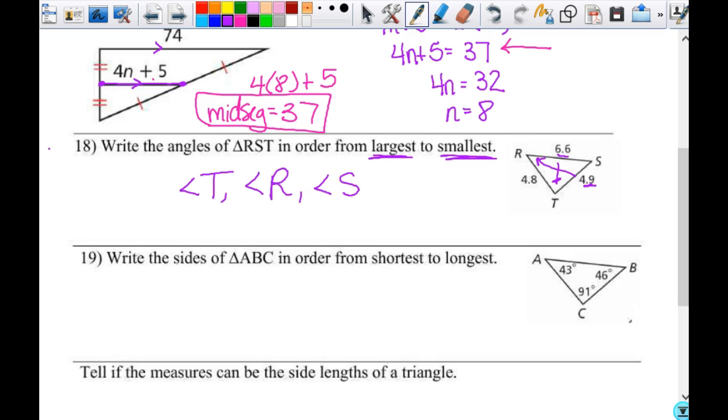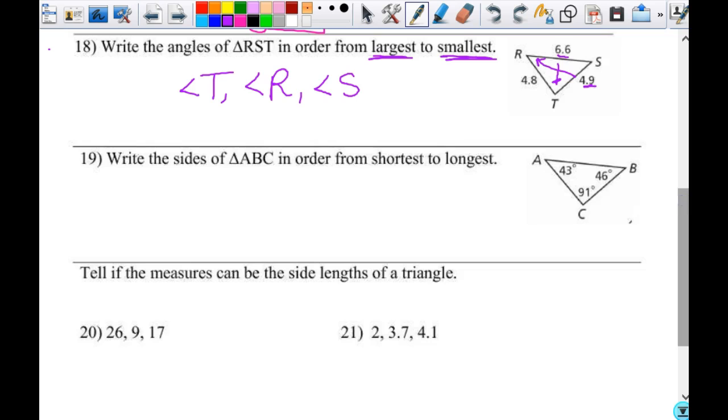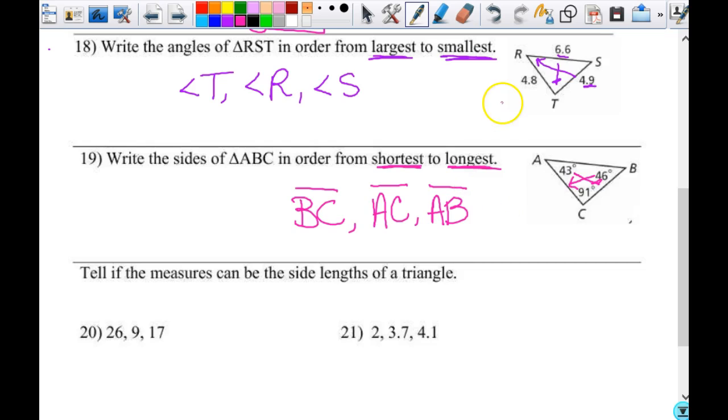19 asks me to write the sides in order from shortest to longest, so I just had to write the angles. This time I am writing the sides, and it is from shortest to longest. If I don't have all 3 angles, then I need to find them, but I do have all of them. So the shortest side is across from the smallest angle, so across from 43 is line segment BC. Then the next one is across from 46, which is line segment AC. And then, what do I have? BC, AC, and then that leaves me AB. Notice these are named as line segments, these are named as angles, there's no little measure here, and this doesn't have the top missing.